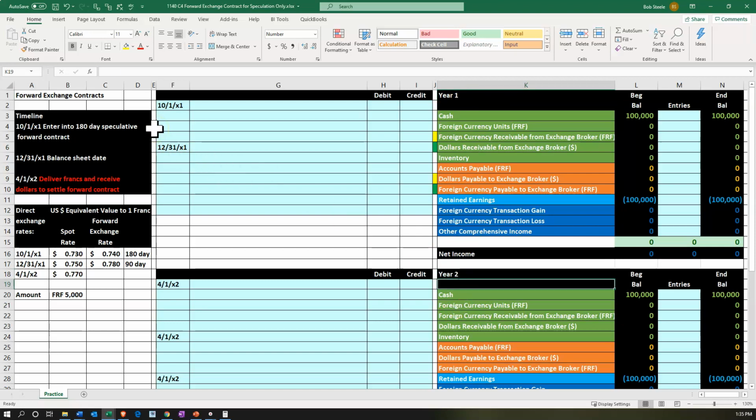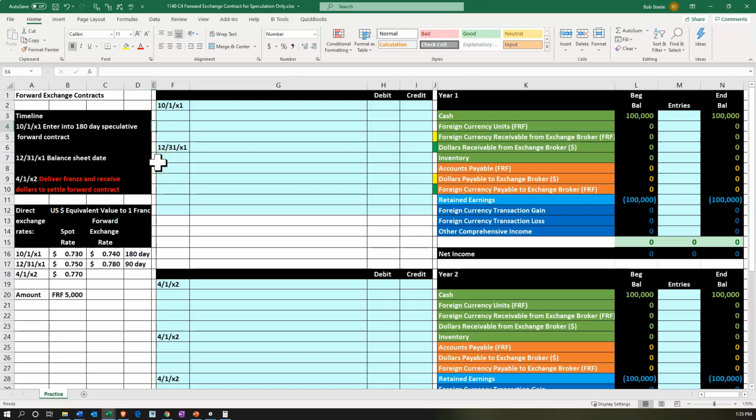We're going to have a forward exchange contract. It will be a little bit different than the forward exchange contracts we've seen in the past. You're going to want to take a look at it for that little change here that we have. We have the timeline on 10/1/X1 entered into a 180-day speculative forward contract. So it's a speculative contract. We're going to be focusing in simply on the forward exchange contract, but it'll be a little bit reversed than the ones we've seen in the past.